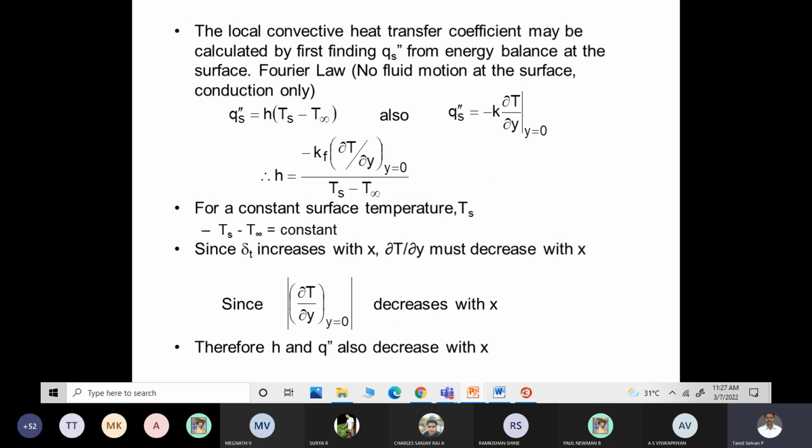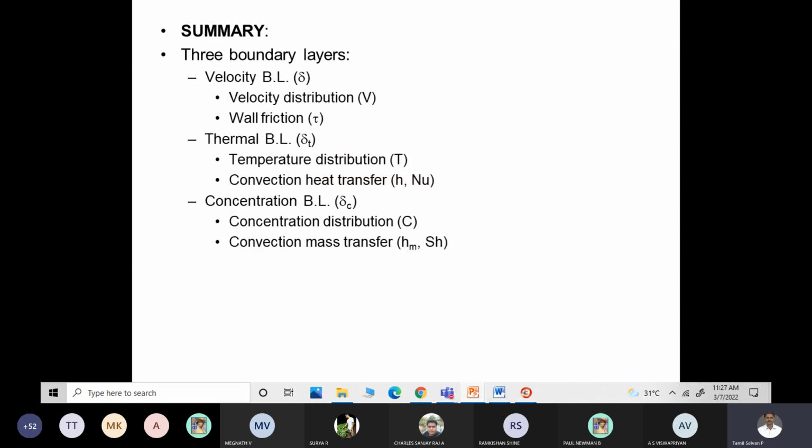And what is the difference? Of course, when we talk about boundary layers, we have the velocity boundary layer, the thermal boundary layer, and the concentration boundary layer. The concentration boundary layer is purely mass transfer, so we did not bother about it. As far as heat transfer is concerned, we will have the velocity boundary layer thickness del, whereas the thermal boundary layer thickness is given by del suffix t.